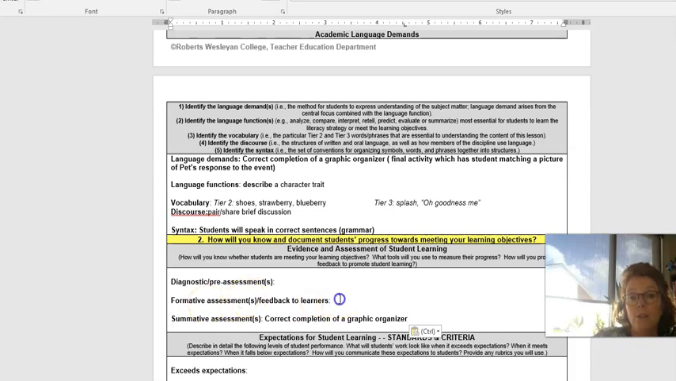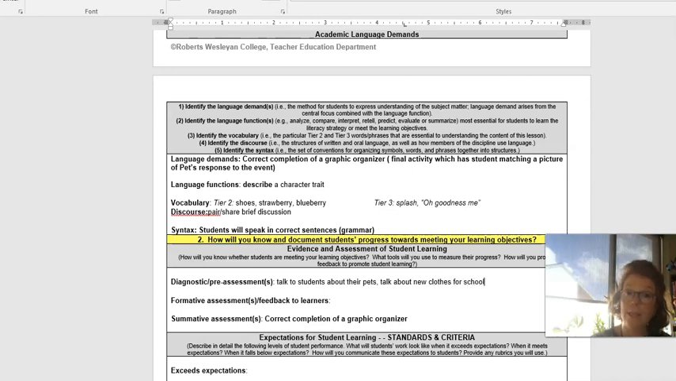We know that that's how we know that they've done it right. Okay, formative feedback to learners. This is how you understand their learning throughout the lesson and before you start the lesson. Before we start the lesson, we talk to students about what they know about the topic. You engage them. You make it meaningful. So you're going to talk to students about their pets and maybe talk about new clothes for school, and you get them engaged. This is what we're going to begin with. In the middle, how do you know that they understand? Well, you're going to listen and respond to questions throughout the lesson. You walk around to little groups talking, and you listen and respond.